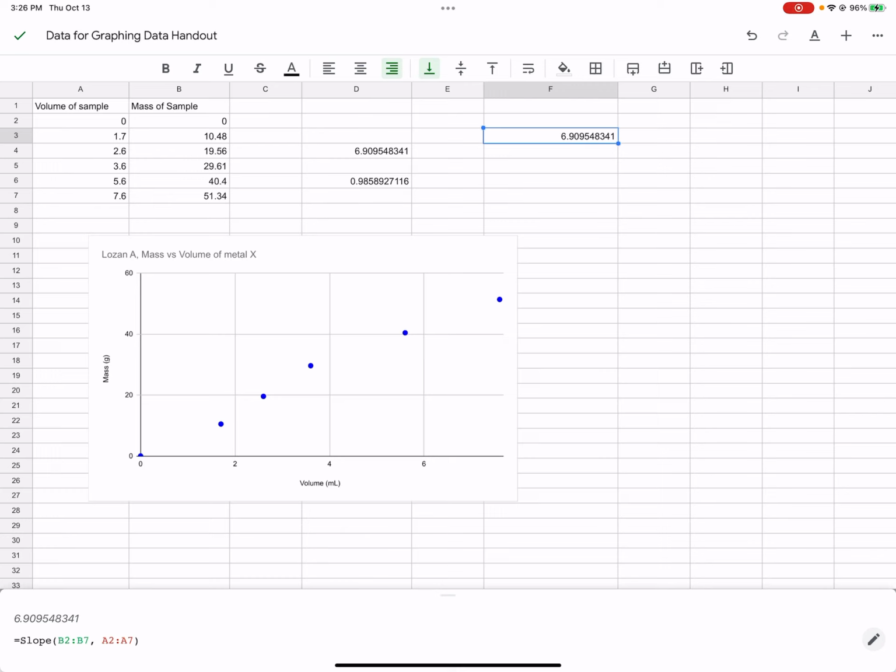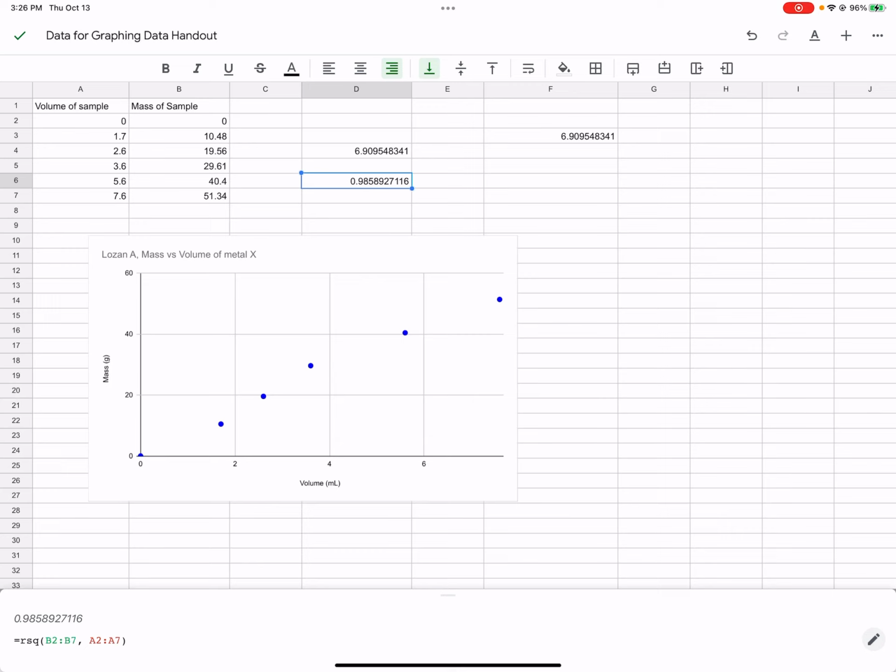The other piece of data that you can get this way is something called R squared. That's what this cell is giving us. You can see the formula down the bottom, equals RSQ, and then the same way B2 colon B7 comma A2 colon A7. And it will give you this number. What this number means is how close your data comes to a straight line. And what that tells us is how close those data points are to each other, which is a way to look at precision.